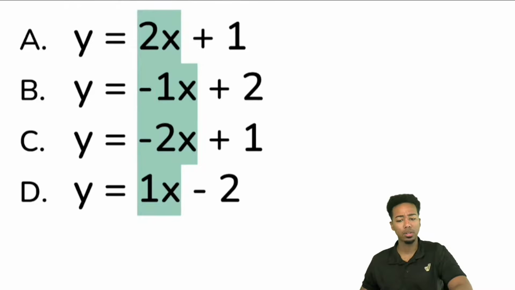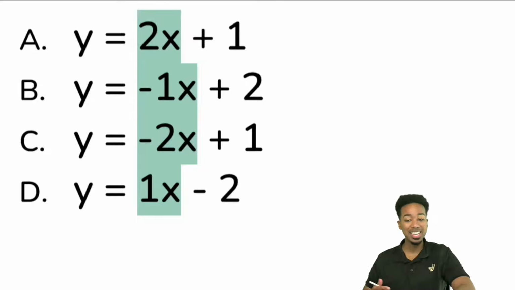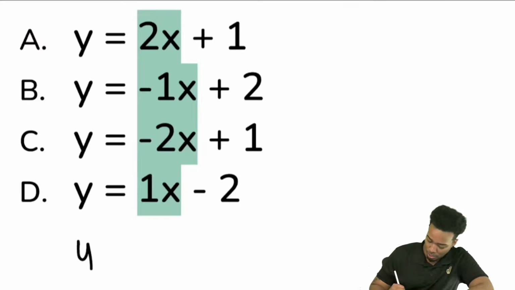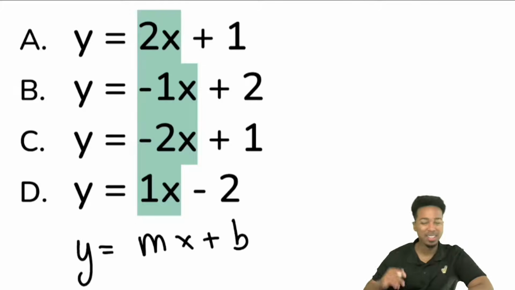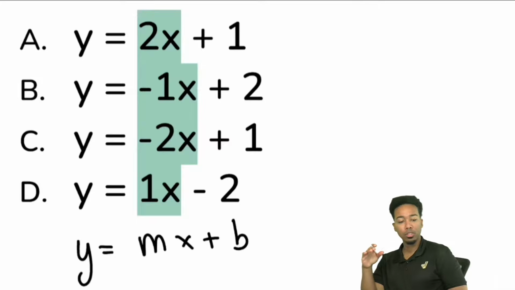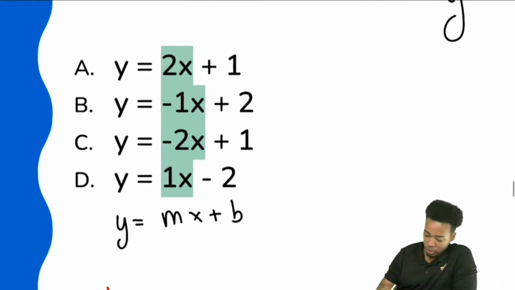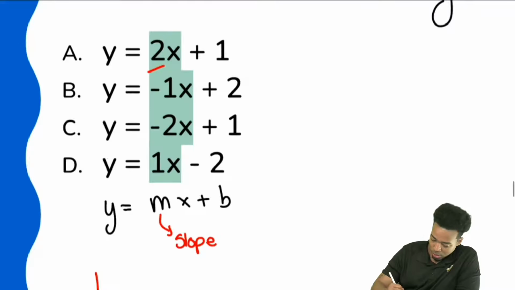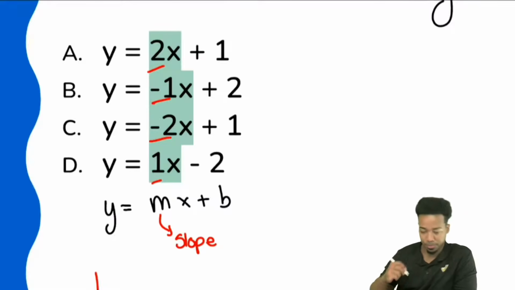And they're all going to carry an X, because the form that this is in is y equals mx plus b. So you're going to expect that X to be there. But notice that the m, which is also the slope, all of the slopes are different.